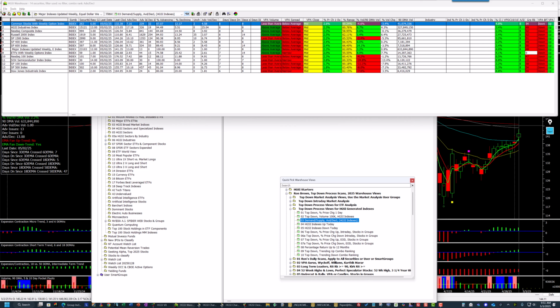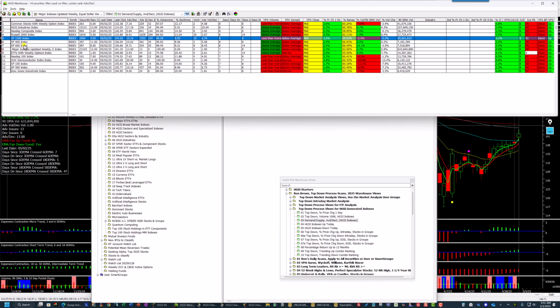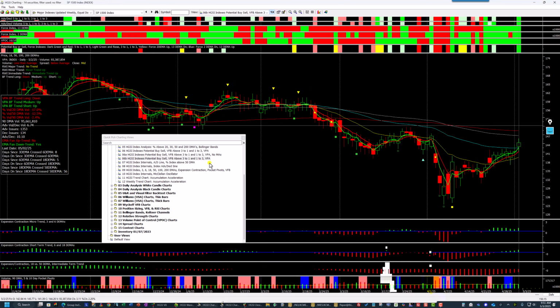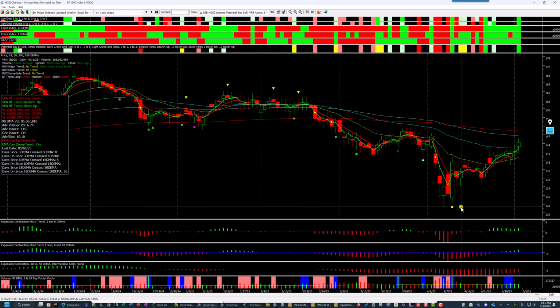Now, I'm going to look at the S&P 1500. It's the broadest market containing the S&P stocks, and let's just take a look at what I have on this chart. I'm going to bring up an arrow and point out some things here.